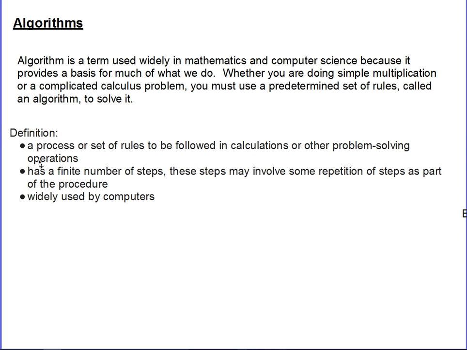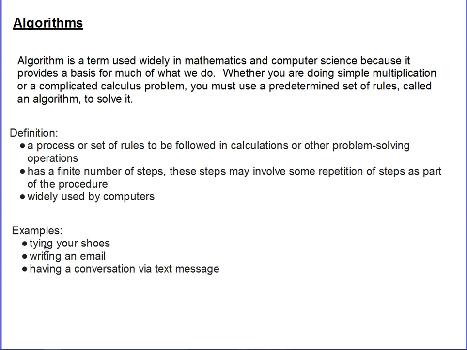And to more clearly define that, we're looking at a process or set of rules to be followed in calculations or other problem-solving operations. It has a finite number of steps, and these steps may at times involve repetition. So it might be that you get to step 4, which says, if something happens, repeat steps 2, 3, and 4. And you end up going through a process multiple times before you get to the end of that process. And algorithms are very widely used by computers.